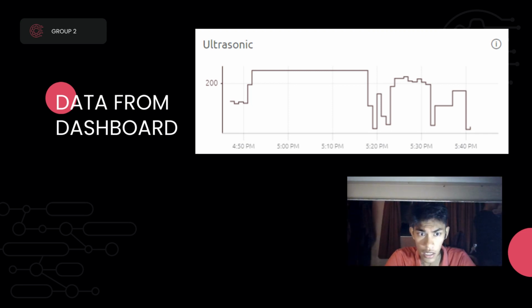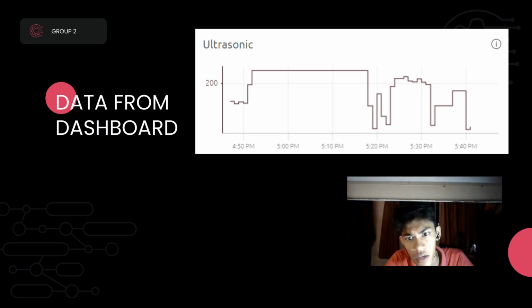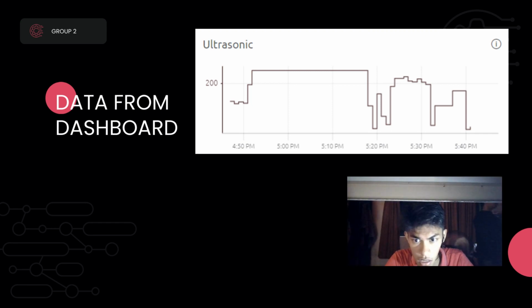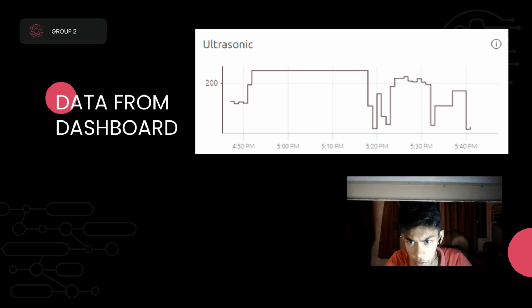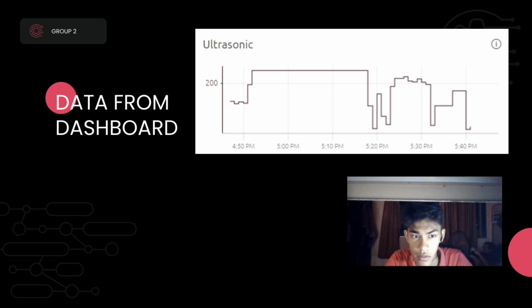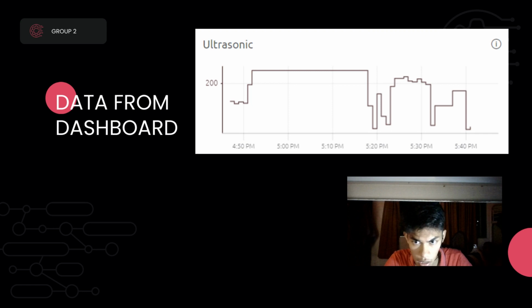For today, I will present the data from the dashboard. For the graph given, if we look at the time, which is 4:50 p.m., the graph is increasing until it becomes constant, until the graph suddenly decreases before 5:20 p.m. and then suddenly increases and decreases after 5:20 p.m. and then it increases.